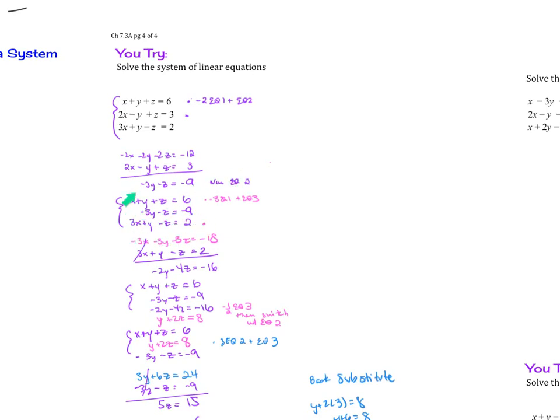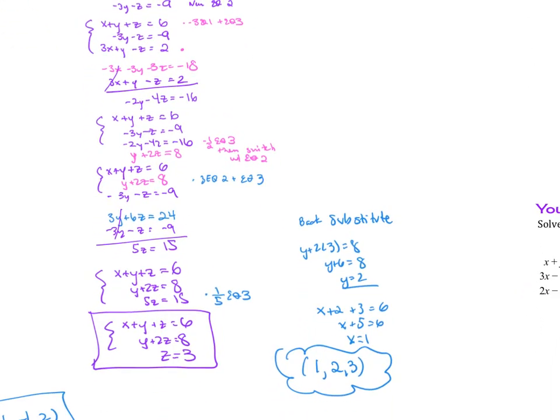Then I rewrite it. So here's the system. In order to cancel the x's in the third equation, I multiply the first equation by negative 3 and add it to equation 3. I get negative 2y minus 4z equals negative 16. Then I rewrite my system, and here it is. Notice I didn't solve for y yet. So I have x plus y plus z equals 6, negative 3y minus z equals negative 9, negative 2y minus 4z equals negative 16. I multiply equation 3 by negative 1/2, and that's how I get y isolated.